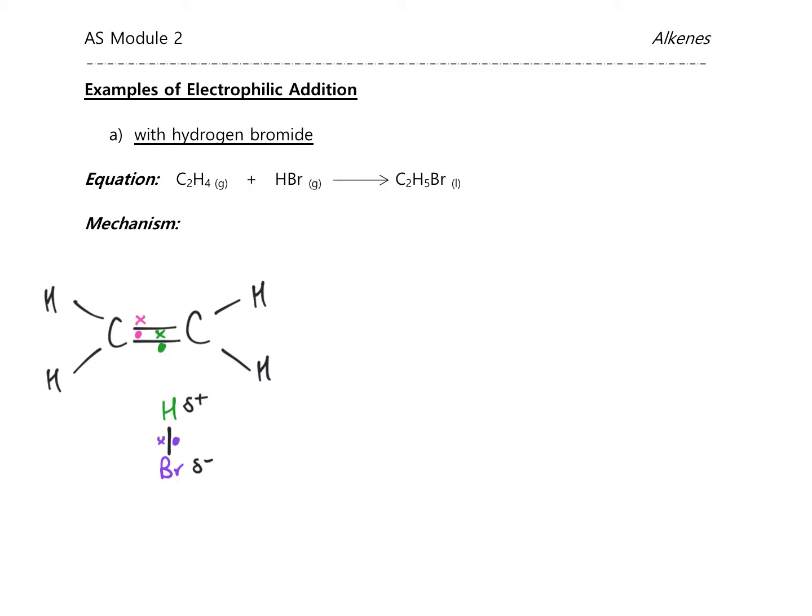The slightly positive hydrogen is what we call electron deficient, and so it's attracted to the region of high electron density, and it essentially wants those electrons. And so that's the first thing that happens.